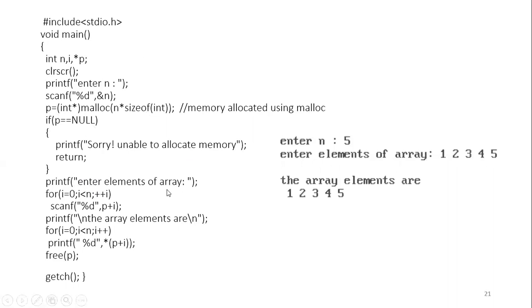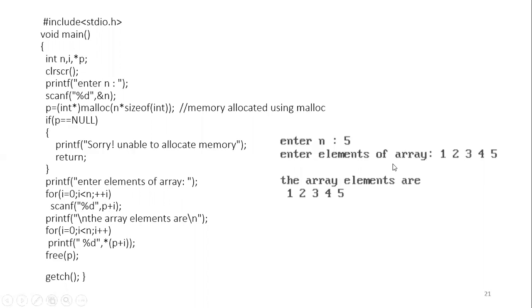Now I'm entering the values of the array, using the pointer. p contains the address of the array, plus i. So p plus i, when i is 0, will be the starting address only. Since scanf needs an address, p is the address because p is of pointer type. Whatever value we enter is stored at that address. Next, i plus plus: the i value is incremented by 1.